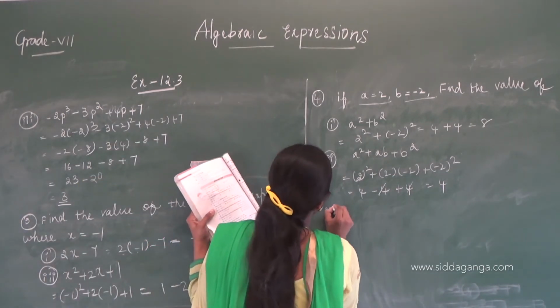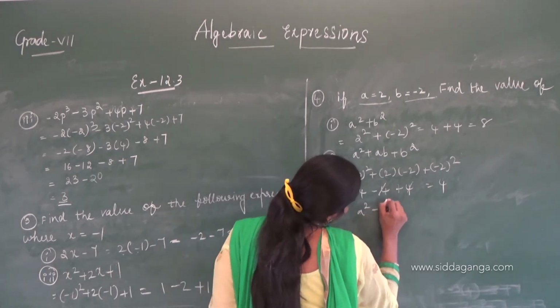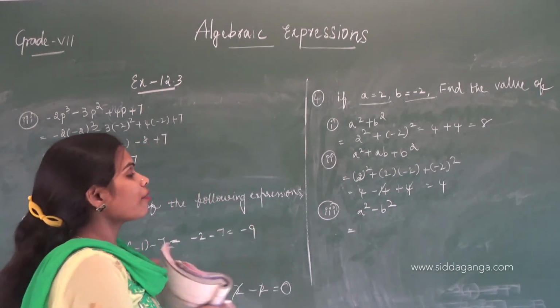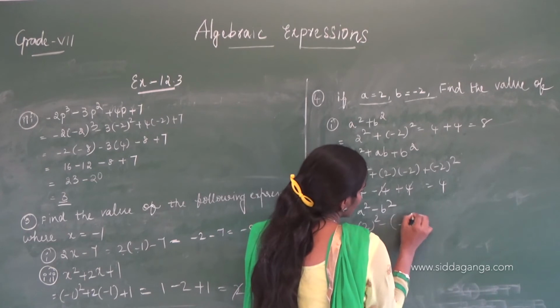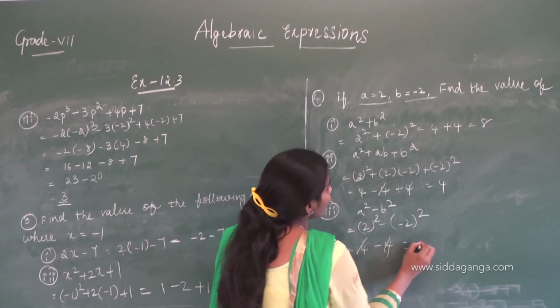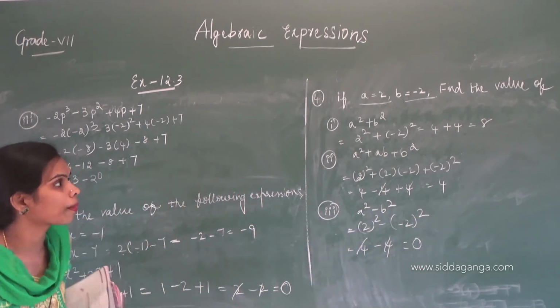Third question. a square minus b square. What is the value of a? 2. 2 whole square minus 2 whole square, that is 4 minus 4. What is 4 minus 4? 0.